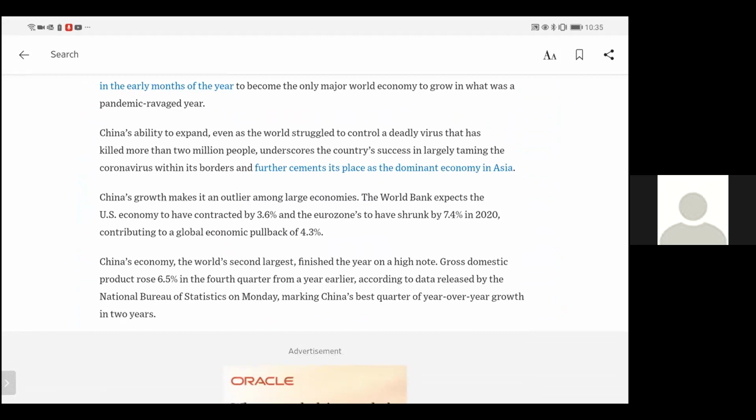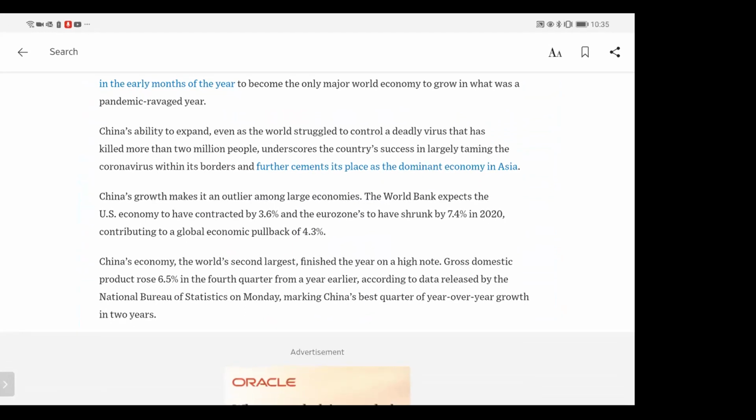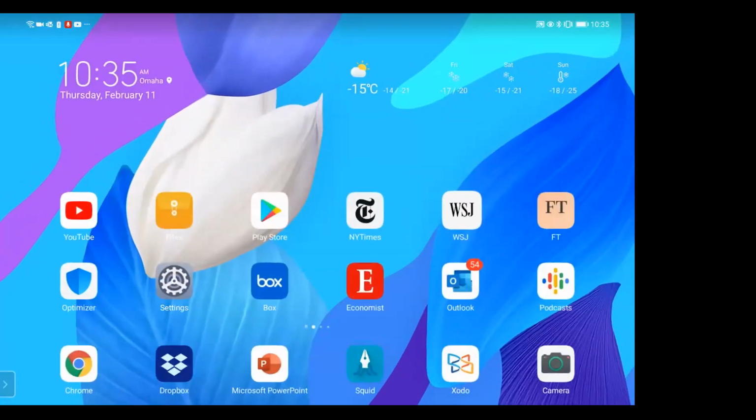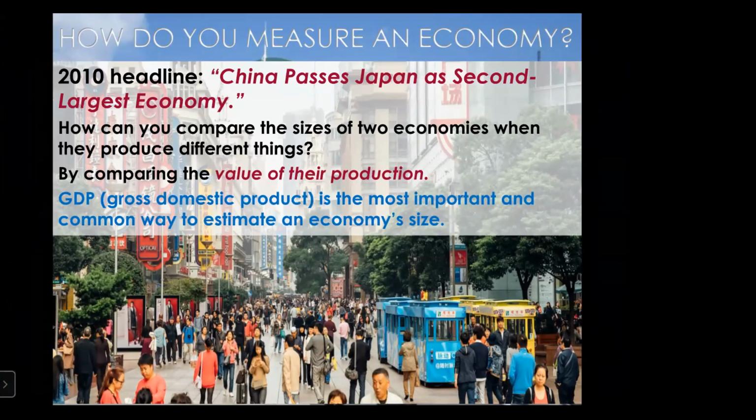This is similar to the question I just showed you. China surpassed Japan in 2020 and became the second largest economy, and then maybe in 10 years' time, China becomes the largest economy, surpassing the US economy. But what does that mean? Do we need to worry about that? How do we understand that? Those are the things we hopefully will answer in this chapter.